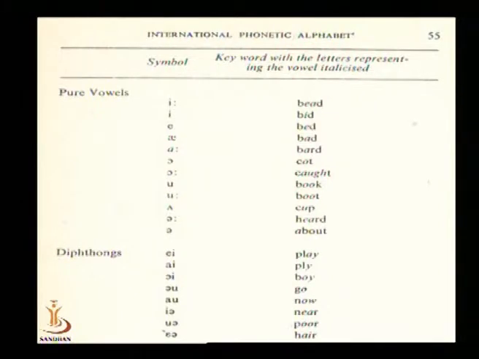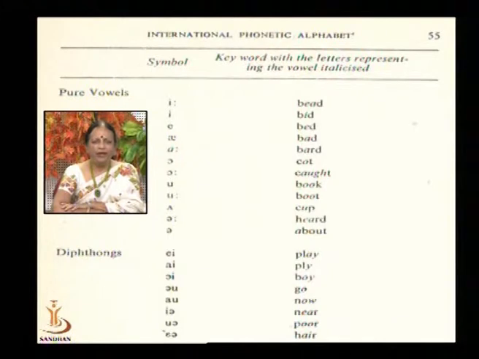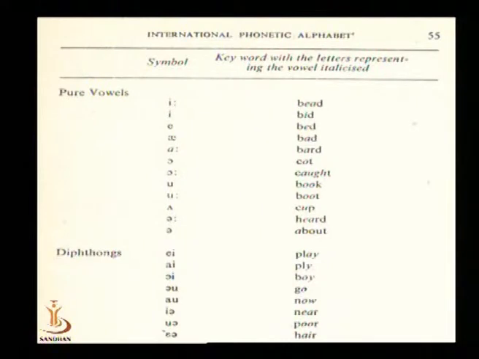In the diphthong, you would notice, my dear students, if you were to say these words, we are reading the words, we are not looking at the symbols at the moment, and you would see that we say play, ply, boy, go, now, near, poor, hair. In each of these sounds, my dear students, the vowel sound actually has got two vowels. Say it again. Play. It's not a pure A, but a very, very slight movement from the sound A towards the sound E.